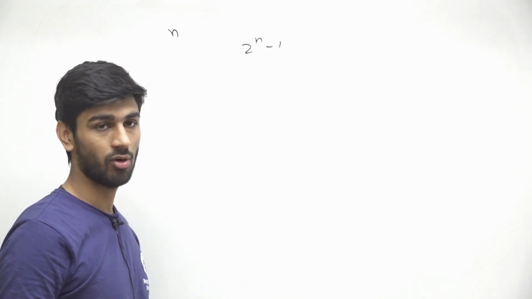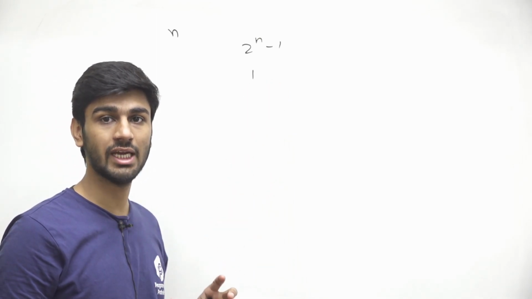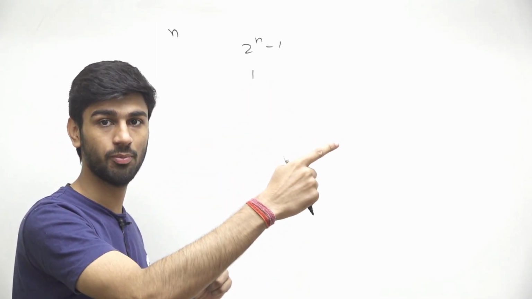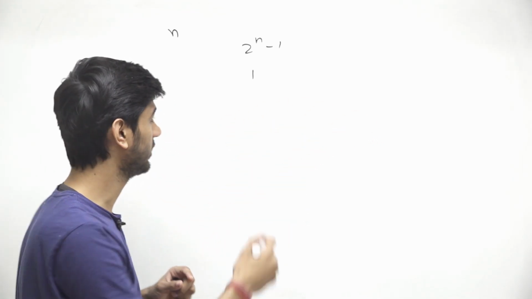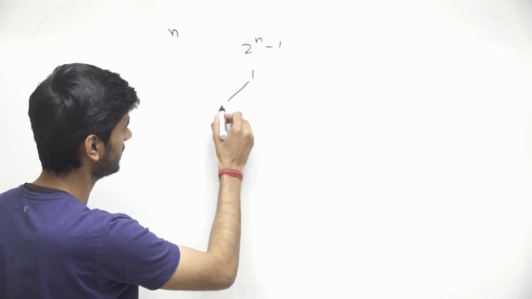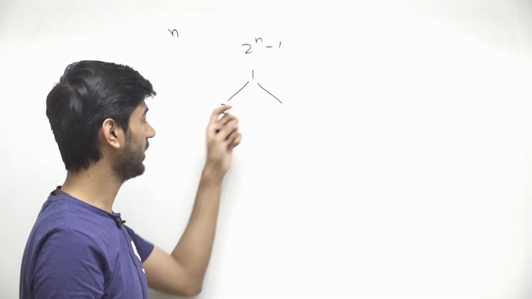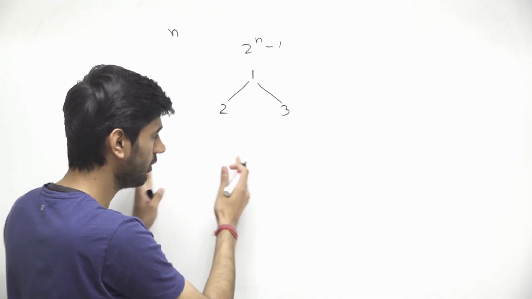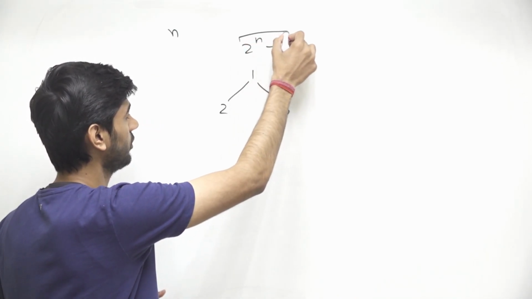The problem says that 1 will be the root, and every left child will have a value of 2 times the value of the parent, and the right child will have a value of 2 times the value of the parent plus 1. For example, here the left child will have 2 times the parent, which is 2, and the right child will have 2 times the parent plus 1, which is 3. And so on. We can build the entire tree, and we know the number of nodes is going to be this many.